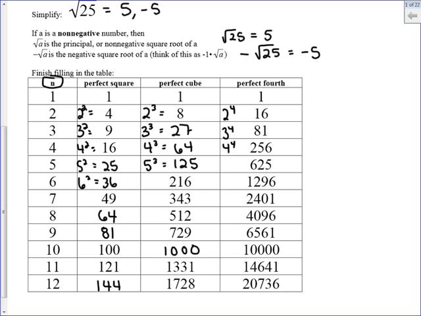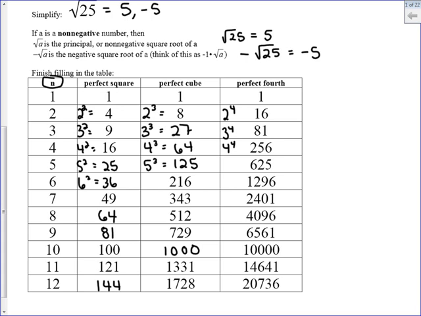So any questions on how to make that table? If you had to make that table for yourself, would you be able to? Just write numbers 1 through whatever, 1 through 12, raise them to the second power, raise them to the third power. We don't actually work with fourths a whole lot, but we will see occasional fourth roots. Okay.